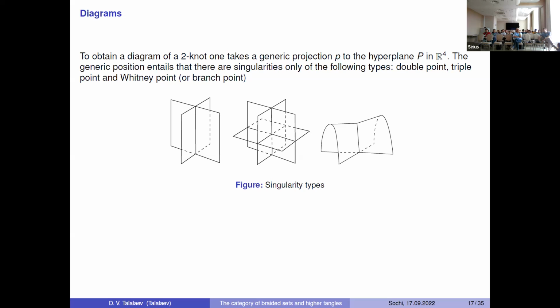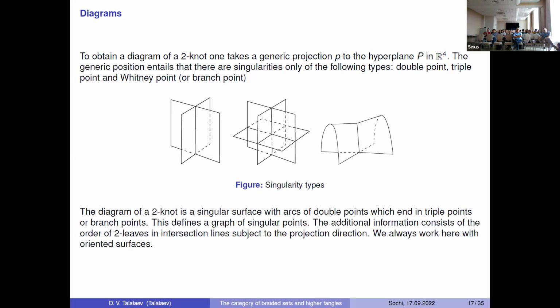Generally, one works with 2-knots with the help of diagrams. And a diagram of a 2-knot is a singular surface in R3 with singularities of the most general types. So it is admitted to have an arc of double points, triple points, and Whitney points. Okay, so one works with the information of this graph of singular points of the diagram.